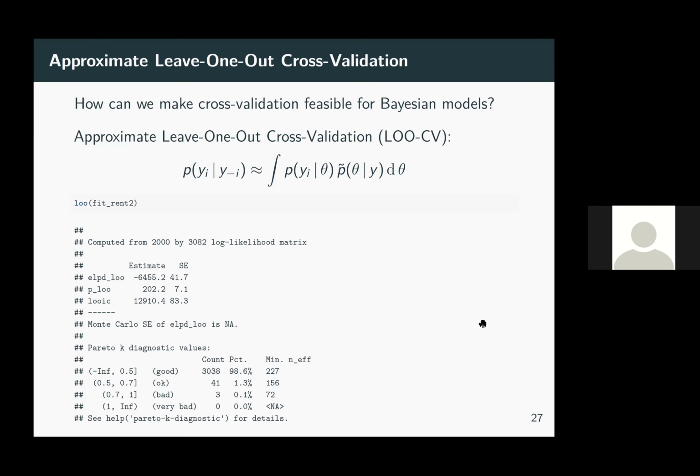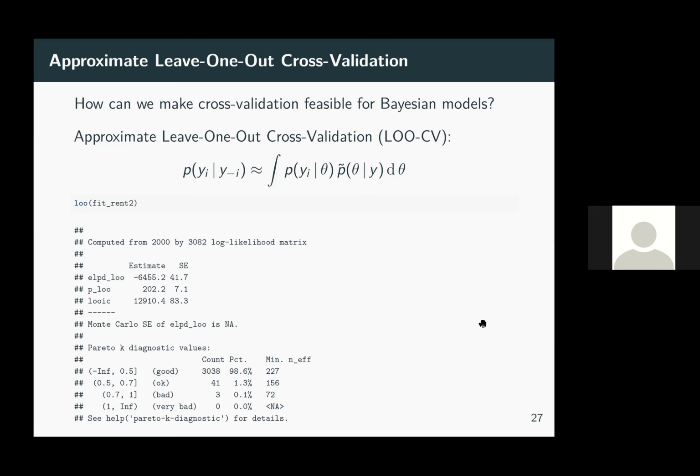Quick question here regarding the loo functionality. I believe the loo package requires you to include a log likelihood in your Stan model. Do all BRMS models include this? They don't include it in the Stan code, but all BRMS models have log likelihood functions inside BRMS that can be used. So as a user of BRMS, you don't need to worry about it.